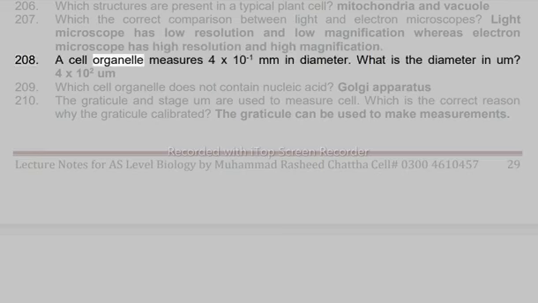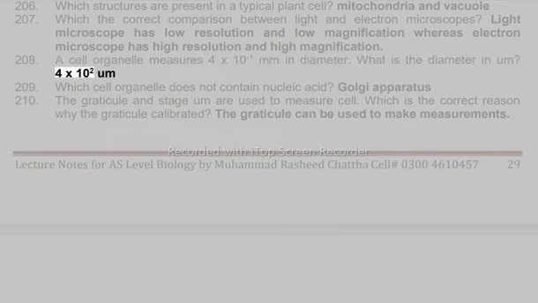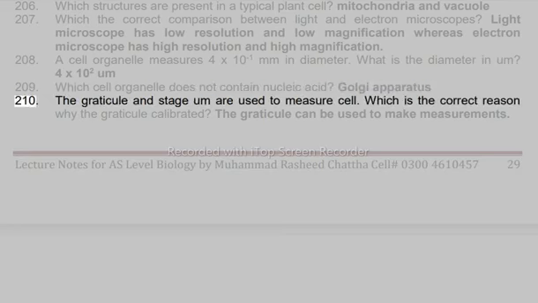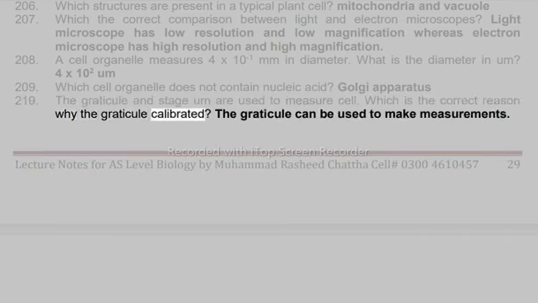208. A cell organelle measures 4 x 10^-1 mm in diameter. What is the diameter in μm? 4 x 10^2. 209. Which cell organelle does not contain nucleic acid? Golgi apparatus. 210. The graticule and stage micrometer are used to measure cells. Which is the correct reason why the graticule is calibrated? The graticule can be used to make measurements.